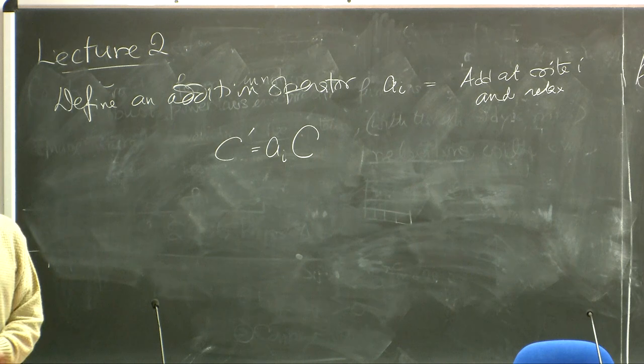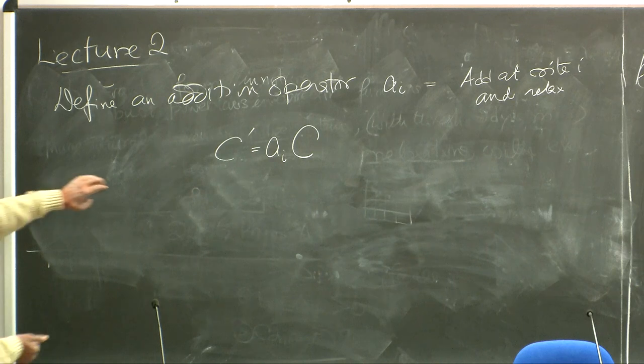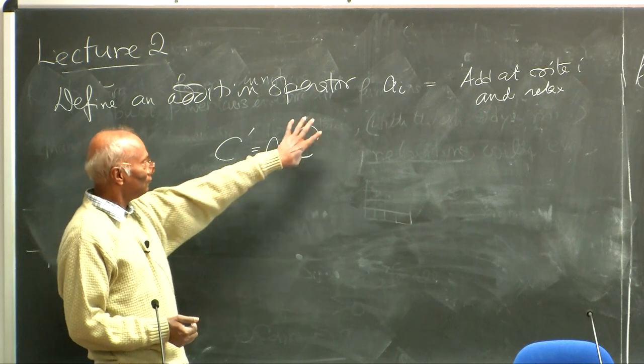Yes? Can you repeat what we mean by relax? So we choose a site which is unstable to topple? Yes, to topple. Just one? No, all of them have to reach a stable configuration. Relax as long as you need until you reach a stable configuration. C prime is the final stable configuration once you add at site I to C and relax.